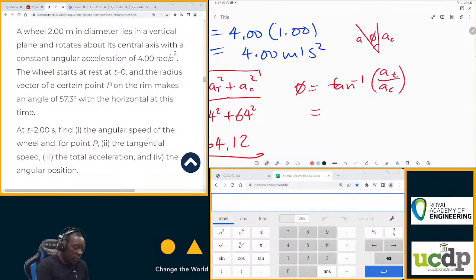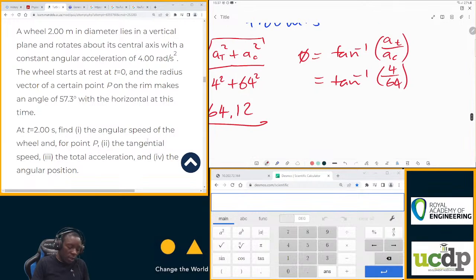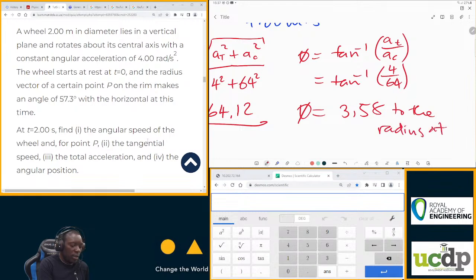Arctan AT over AC is arctan 4 over 64. That should give us something like 3.58. So phi is 3.58 degrees to the radius at point P. At point P, the angle that the acceleration makes is 3.58 to the radius.